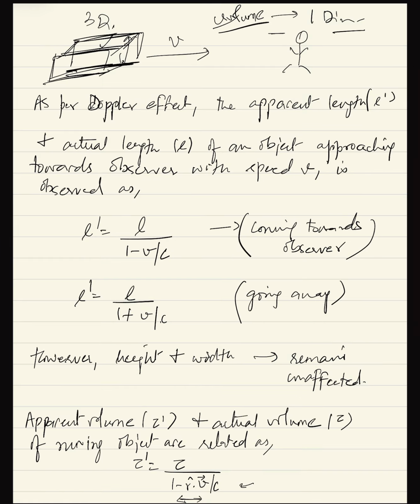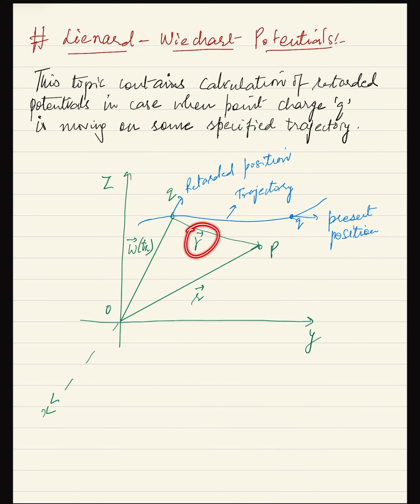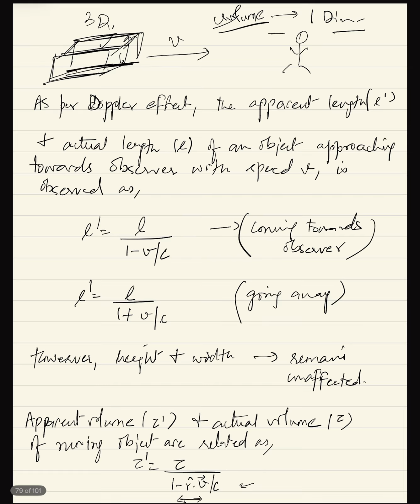Okay, so if a 3D object having some volume is approaching the observer, the change between actual and apparent volume will be given as dτ' = dτ(1 minus v/c). And to give it a direction, the direction is with respect to the observer, so the direction of this relative motion will be toward r cap. So we have put r cap here.